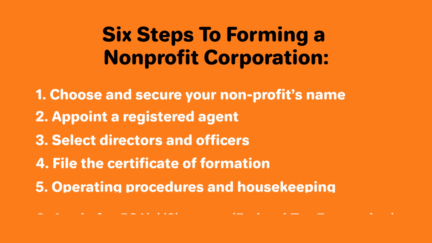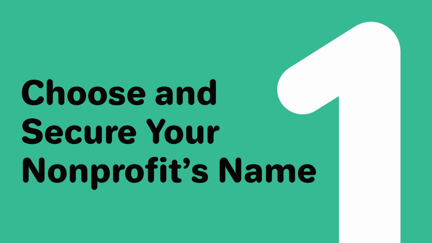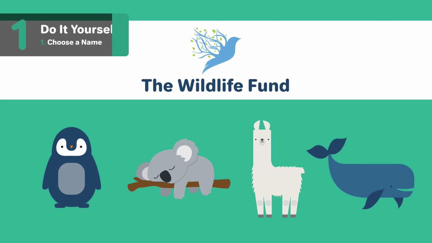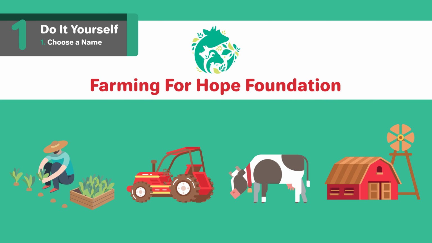Option 1. Do it yourself. If you want to save money, you can form a nonprofit corporation on your own. Let's take a look at the 6 steps to forming a nonprofit corporation on your own. 1. Choose and secure your nonprofit's name. The name you select for your nonprofit will establish its brand. It's the first thing most people will learn about your organization.